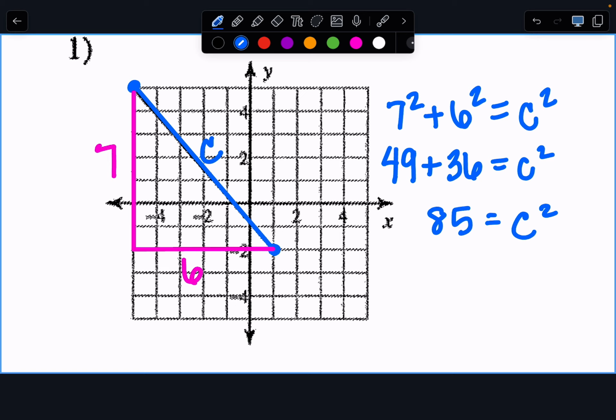Okay, so now what do I need to do? Or am I done? Okay, to get rid of the square, we need a square root. So that C is the square root of 85.